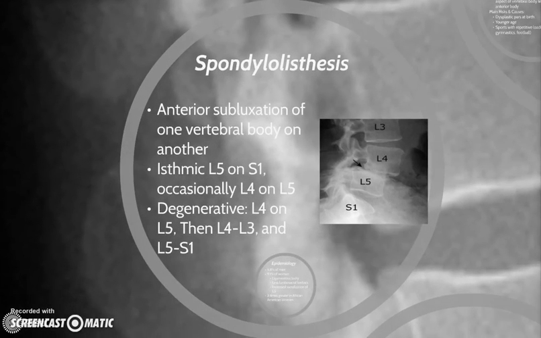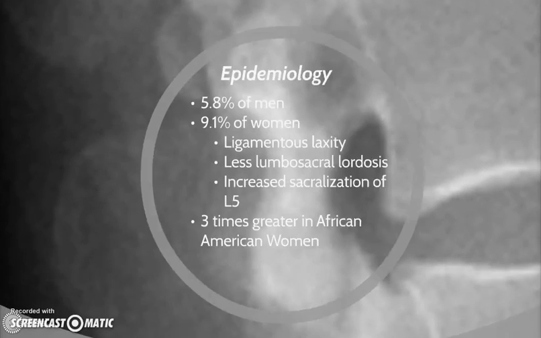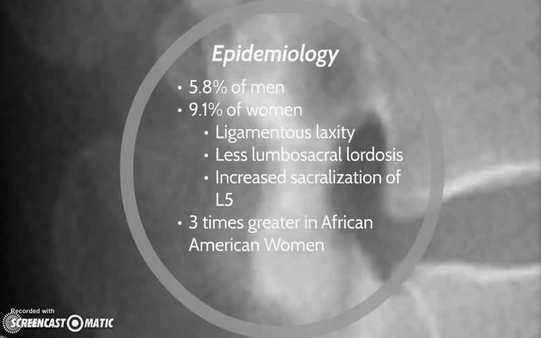A spondylolisthesis is an anterior translation of one vertebral body on another, regardless of vertebral region. Depending on the cause of the spondylolisthesis, it may commonly occur between L3 and L4, L4 and L5, and L5 and S1. Research suggests that spondylolisthesis is found to be present in 5.8% of men, 9.1% of women, and African American women are at a risk of 3 times higher than other adults.